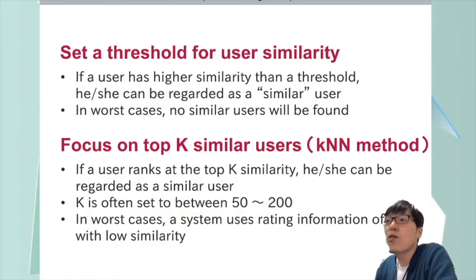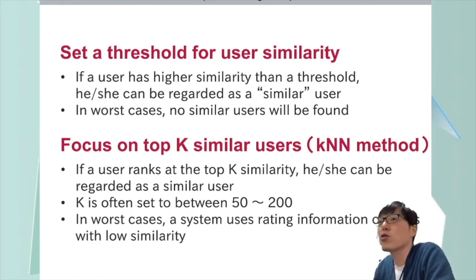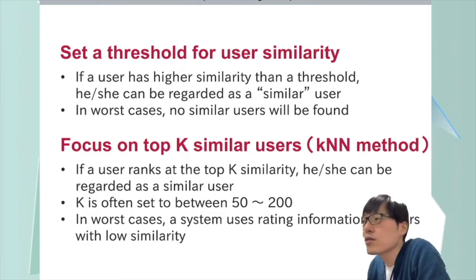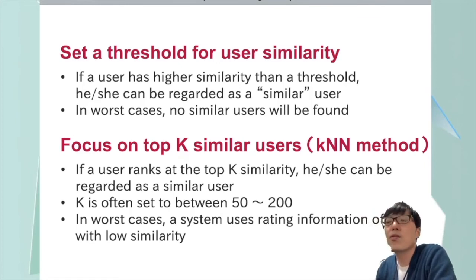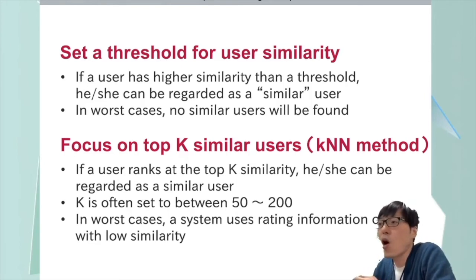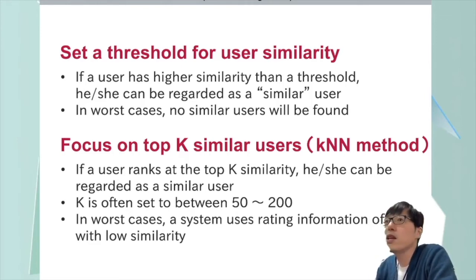Another approach is to focus on the top k similar users. If a user ranks in the top k similarity, we consider that user to be a similar user to a target user. In practice, k is often set between 50 and 200. When using these approaches, in the worst cases, I recommend the systems use the rating scores of users with low similarity. Okay, this is about how to decide the similar users.